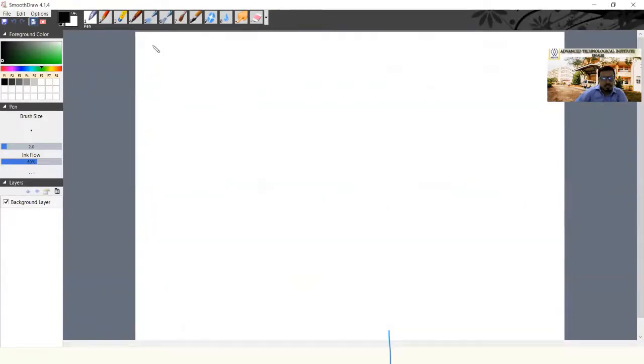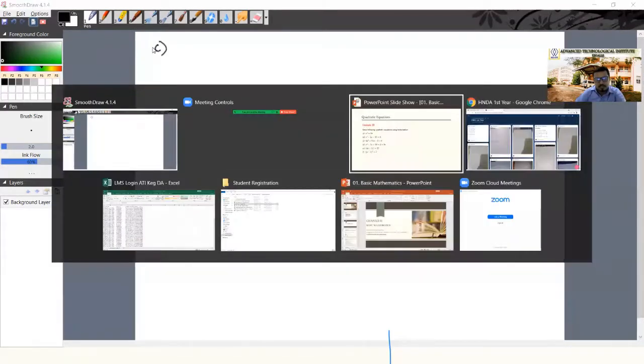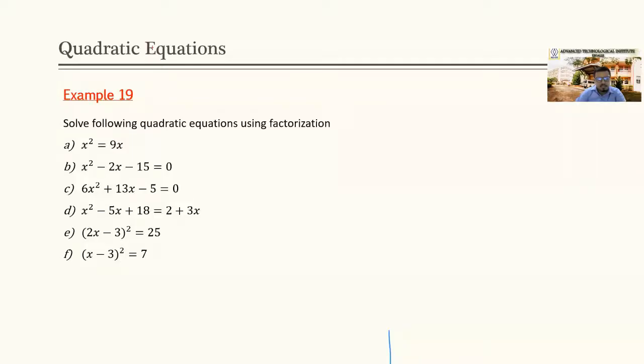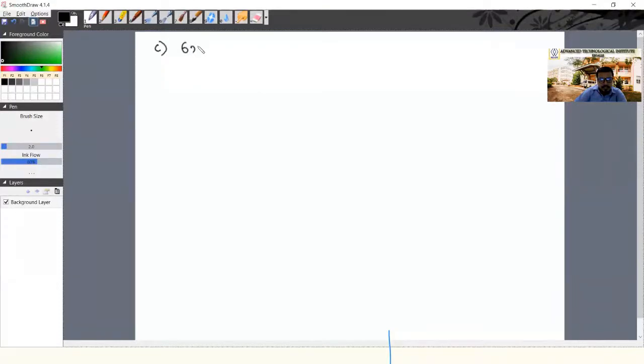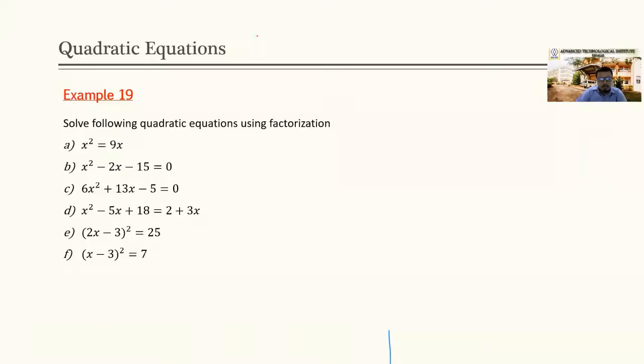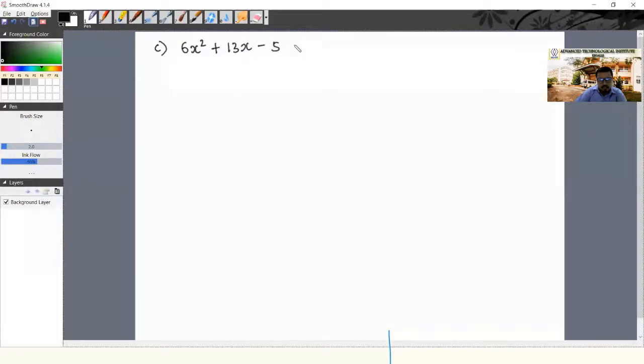Let's do part C. 6x squared plus 13x minus 5 equals 0. Now tell me, what is the first thing we need to do? We need to split this one. How? For that, we need to find two numbers where the addition should be equal to our b value. What is the b value? 13.